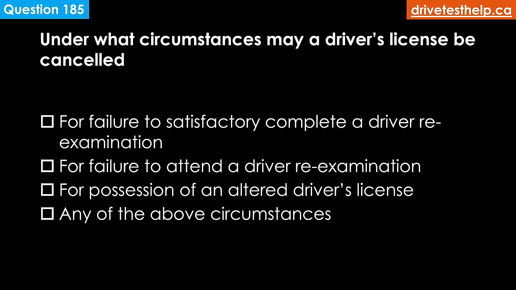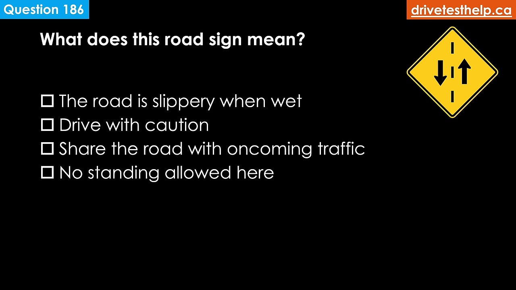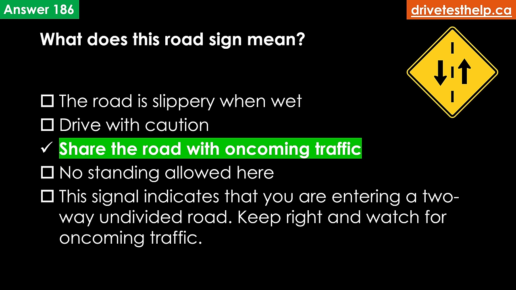Under what circumstances may a driver's license be canceled? For a failure to satisfactorily complete a driver's re-examination, for failure to attend a driver re-examination, for possession of an altered driver's license, any of the above circumstances. The correct answer, any of the above circumstances. What does this road sign mean? The road is slippery when wet. Drive with caution. Share the road with oncoming traffic. No standing allowed here. The correct answer, share the road with oncoming traffic.